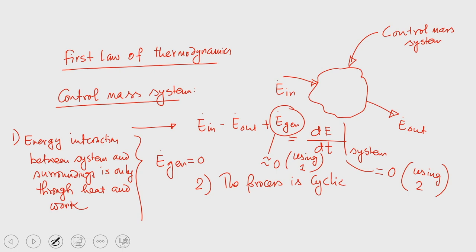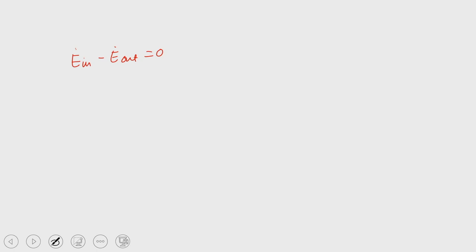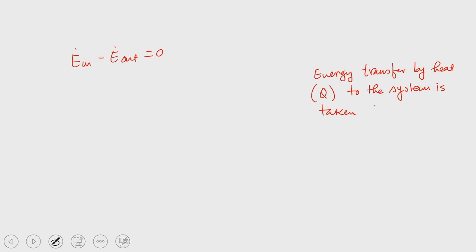We have learned from thermodynamics that it is mostly followed that energy transfer by heat to the system is taken positive. So, let us write over here that energy transfer by heat to the system is taken positive. When there is heat transfer to the system, that is positive, that is the keyword. And if the energy is transferred from the system, following this notation, it should be negative.